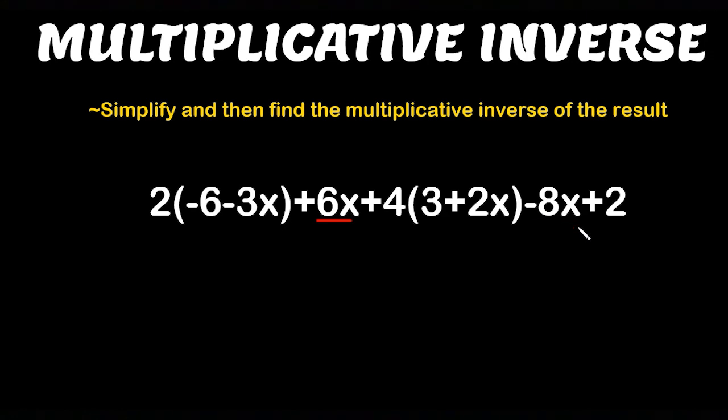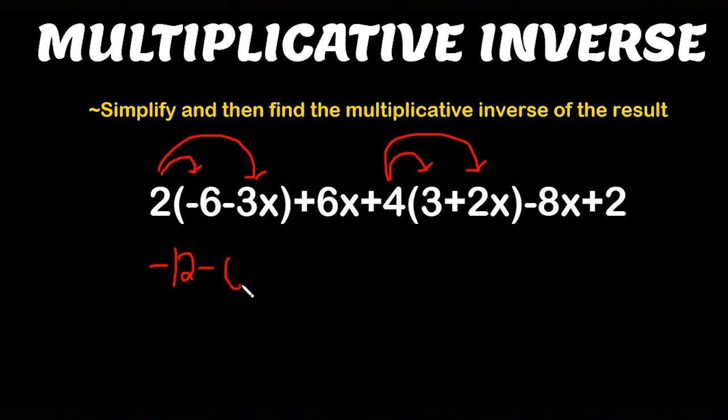In order to simplify this down, we have to take this 2 and distribute inside. We're going to have to do the same thing with this 4. So let's go ahead and simplify it down. I'm going to do 2 times a negative 6 here. I get negative 12. And then 2 times a negative 3x, I get negative 6x. Now we're at this point here, so plus 6x. And now I'm going to take this 4 and distribute. So I get plus 12, 4 times 3, and then positive 8x, and that comes from 4 times 2x.